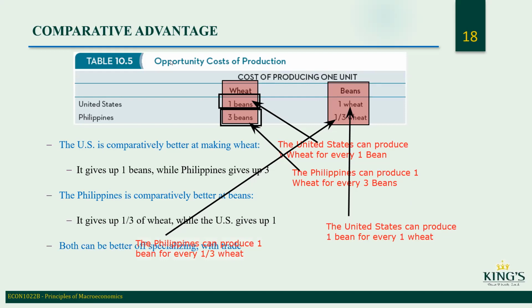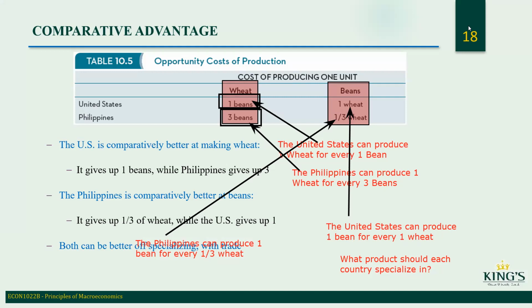So based on this here, what product should each country specialize in? For the US, it doesn't matter because it's equal either way, but because the Philippines is better at producing beans than wheat, then in this case the United States would take wheat. Yes, exactly.